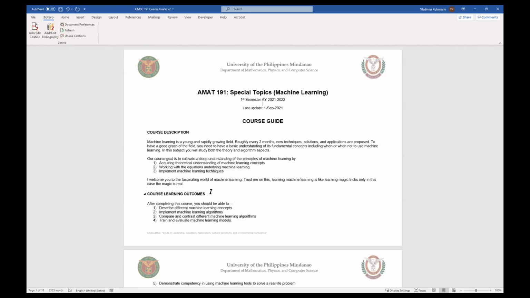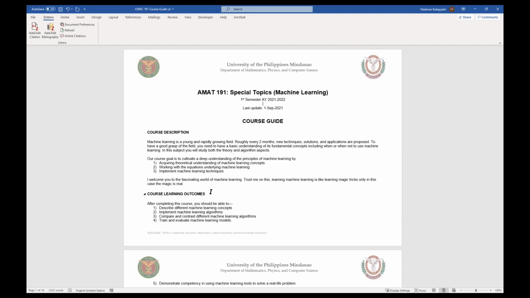Okay, and after completing this course, you should be able to describe different machine learning concepts. You should be able to implement machine learning algorithms. You should be able to compare and contrast different machine learning algorithms, train and evaluate machine learning models, and demonstrate competencies in using machine learning tools to solve a real-life problem.